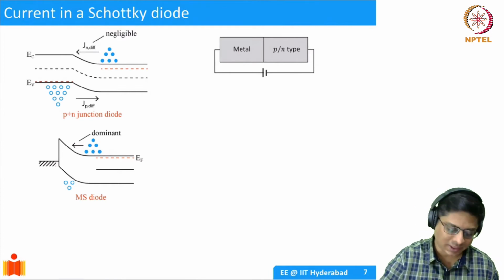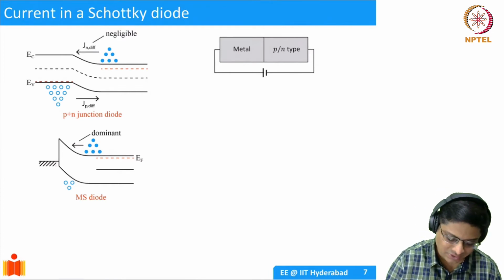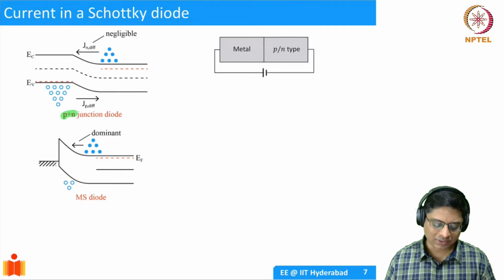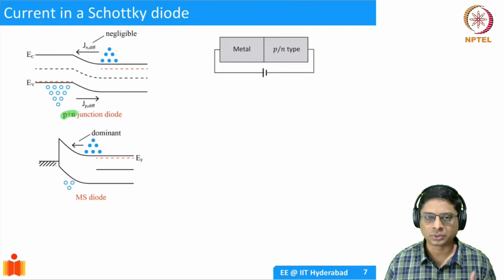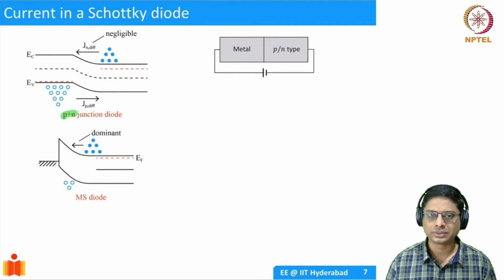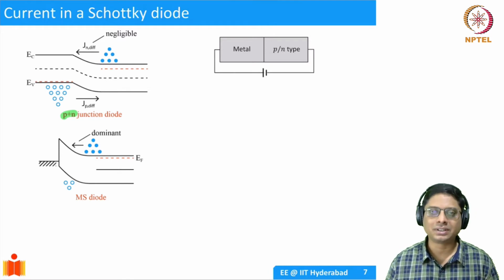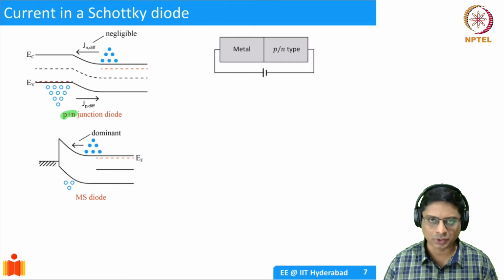More specifically, we will take the case of a P plus N junction, by which I mean that the P-type semiconductor is heavily doped. The reason we are comparing with P plus N is P plus is going to have a high concentration of holes. It sort of mimics a metal. You could think of a highly doped semiconductor as a pseudo metal, right? So that will be a more appropriate comparison rather than a simple PN junction, with comparable doping.